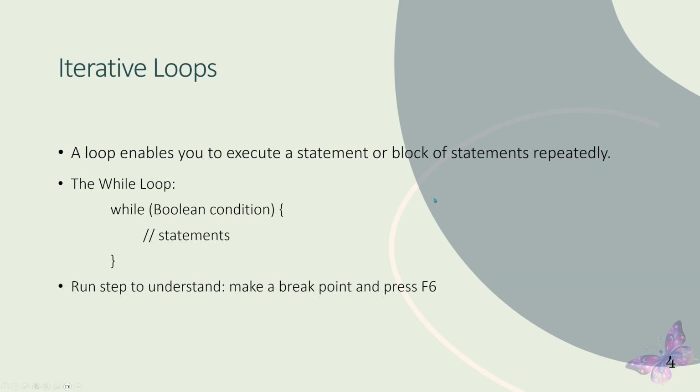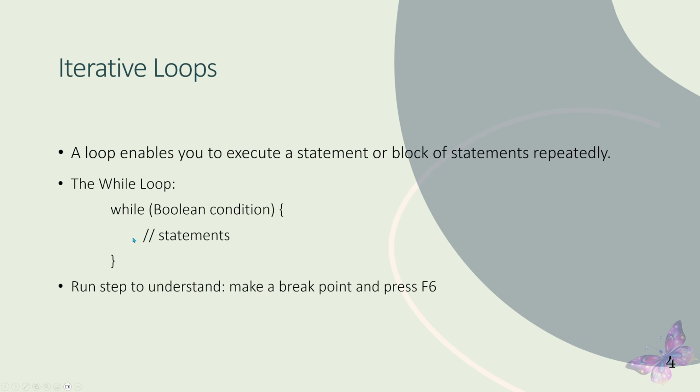So what is actually a loop? One way to call it is iterative loops. A loop enables you to execute a statement or block of statements repeatedly. So we have the for loop, while loop, and do while loop. Let's see how the while loop actually works.